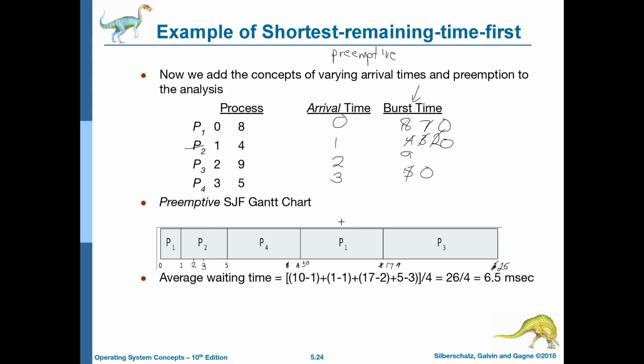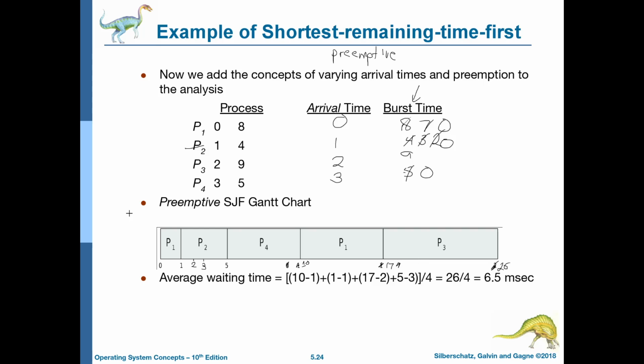So 17 minus its initialization time, 2, gives us 15. And finally, we have process 4. Process 4 was initialized at 3, but actually started at 5, which gave it a wait time of 2.